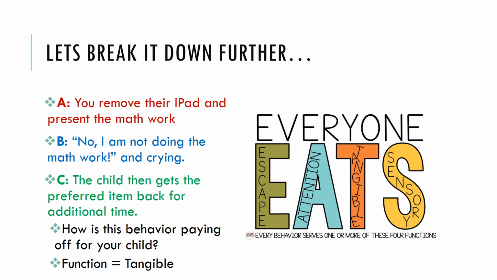So now that we have our ABCs, we need to ask ourselves, how is this behavior paying off for my child? We can then look back at our four functions of behavior: escape, attention, tangibles, and sensory. From this example, we know that by engaging in challenging behavior, it resulted in gaining access to more time on a preferred item. So based on this, we can reliably assume or say that the function of this behavior is access to tangibles.